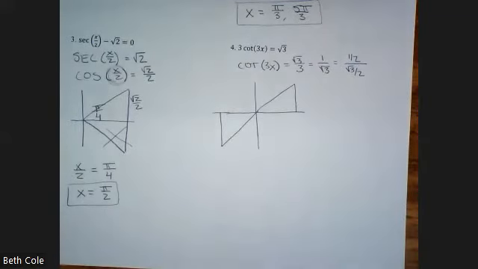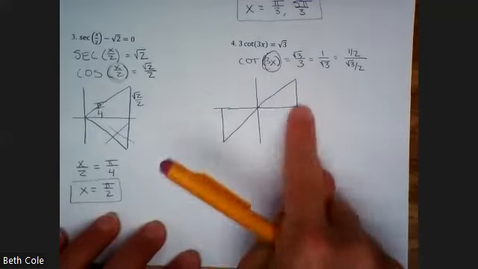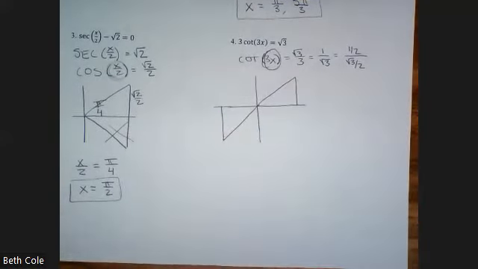How many times are we going to go around? We're going to go around 3 times. So how many total answers are we going to get? There's going to be 6 answers because we have 2 of these and we're going to go around 3 times. You're going to be okay.